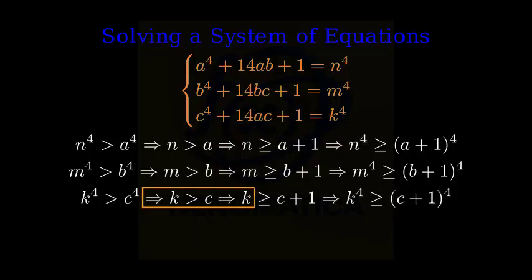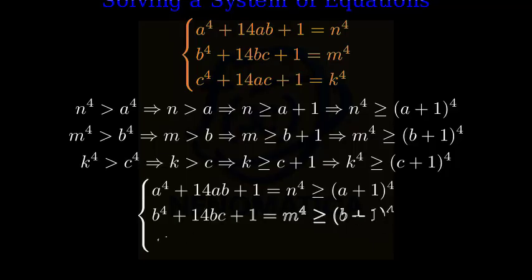We can show that k to the power of 4 is greater than c to the power of 4, which means k is greater than c. Since k is greater than c, we have k is greater than or equal to c plus 1, which implies k to the power of 4 is greater than or equal to (c plus 1) to the power of 4. Now, we can substitute these inequalities back into our original equations.